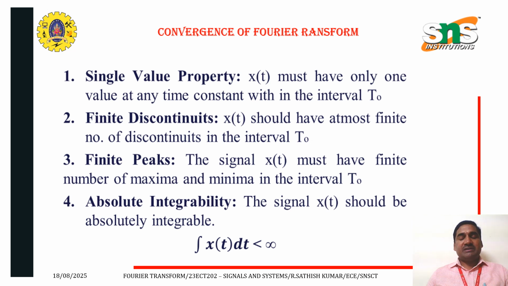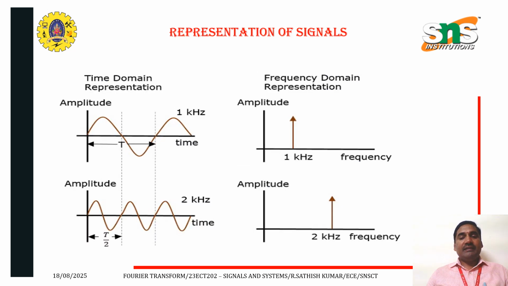Next one, convergence of Fourier series, nothing but Dirichlet's conditions. Single value property: it should have only one value. Finite discontinuities: x of t should have at most a finite number of discontinuities in the interval T0. Finite peaks: x of t must have a finite number of maxima and minima in the interval T0. Absolute integrability: the signal x of t should be absolutely integrable, that is, the integral of mod x of t into dt should be less than infinity. This is the representation of the signals.